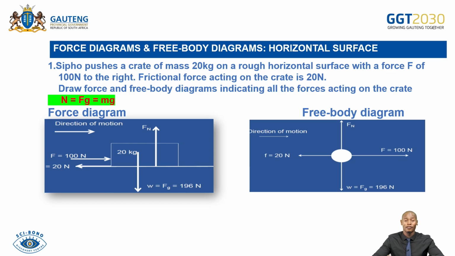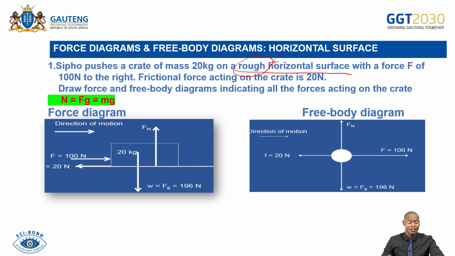Sci-Bono pushes a crate of mass 20 kilograms on a rough horizontal surface. So you need to underline that. They're saying the surface is rough, so there's friction there. Okay? With a force of 100 newtons to the right. Okay? So the frictional force acting on the crate is 20 newtons. Draw force and free body diagrams indicating all the forces acting on the crate. Okay? So you can see they've started with a force diagram.